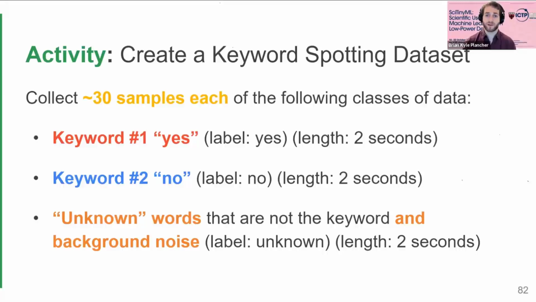If you don't do that, the model is going to get super confused because it's not going to know, it's going to just recognize silence as things and whatnot. So it's important to give it a bunch of examples of what is not yes or no, so it can figure that out as well.